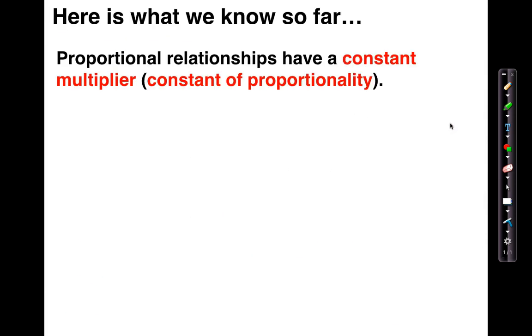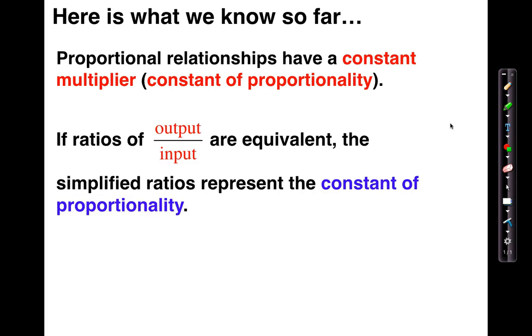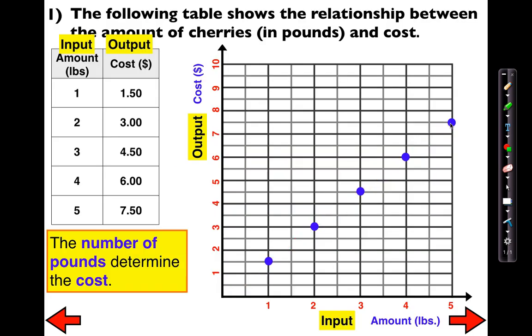So here's what we know so far. Proportional relationships have a constant multiplier, which we refer to as the constant of proportionality. If ratios of the output over the input are equivalent, then the simplified ratios represent that constant of proportionality. So let me go back real quick.